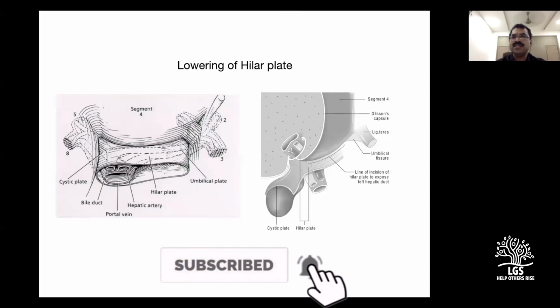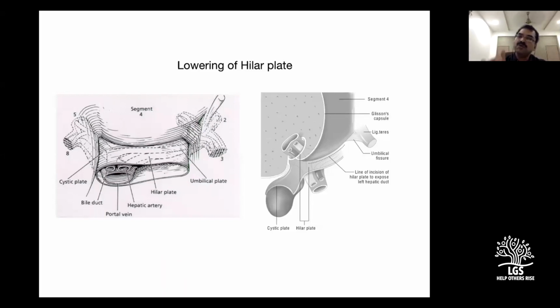During this incision, there is not much bleeding. But if you go too much into the posterior aspect, you are likely to damage the artery, which I was mentioning earlier. That may cause problems with the anastomosis of the bile duct.